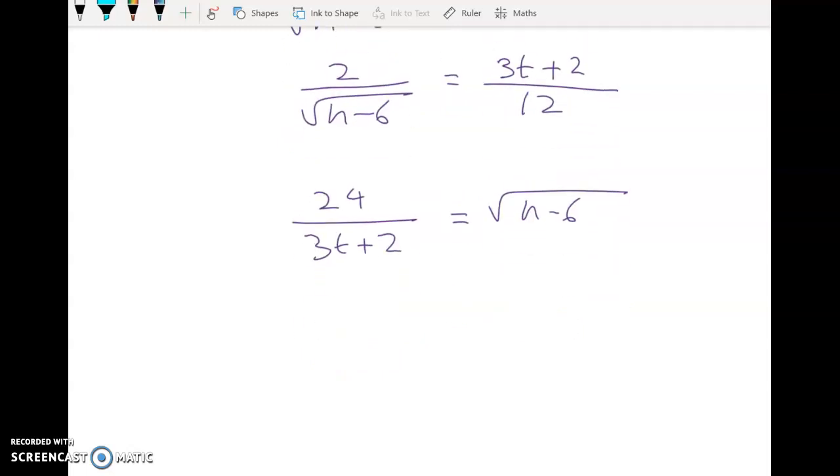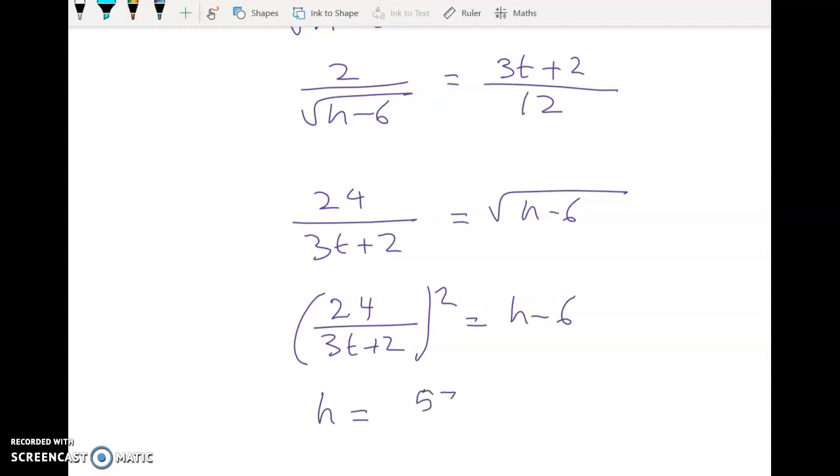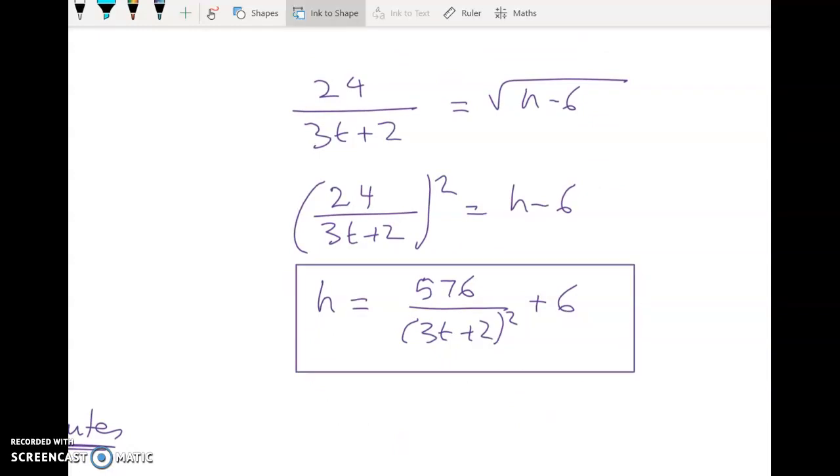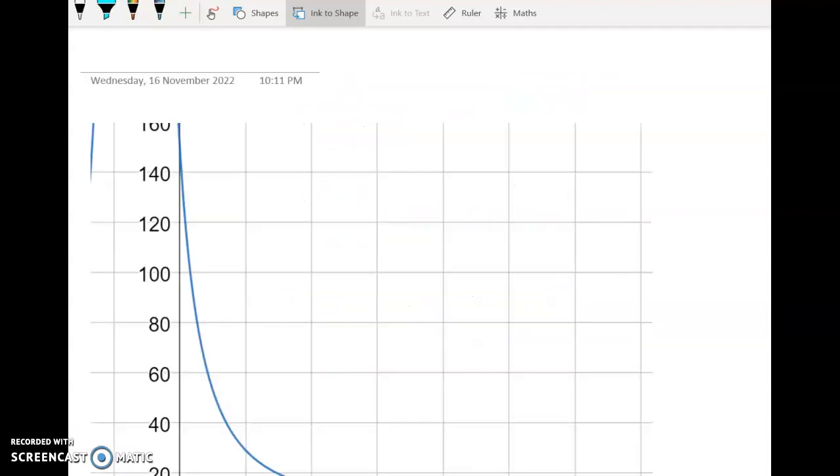Now I'm going to square both sides. So we get an explicit expression for h, which is 576 over this plus 6. This is kind of interesting because I just chucked it into GeoGebra and I didn't put any restrictions on t. So you get some funny stuff going on, but this is what it looks like, and it lets us see that we've got the right answer.